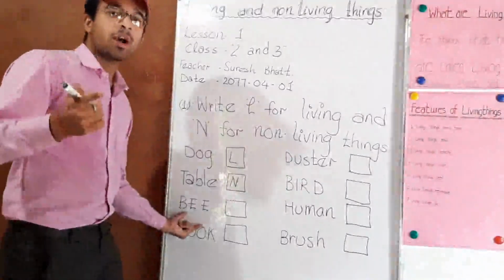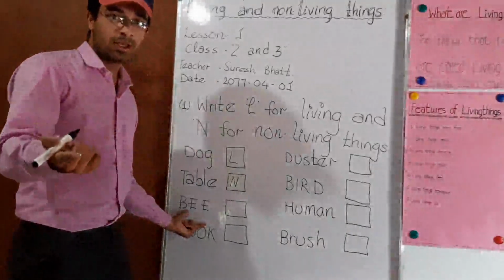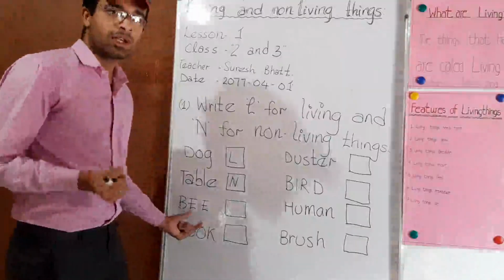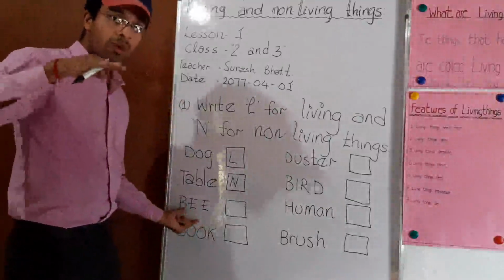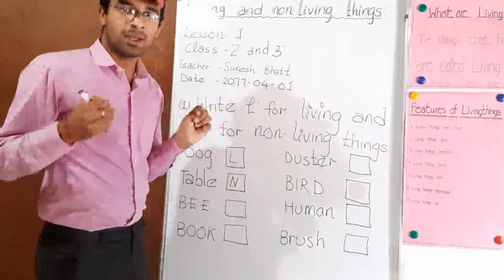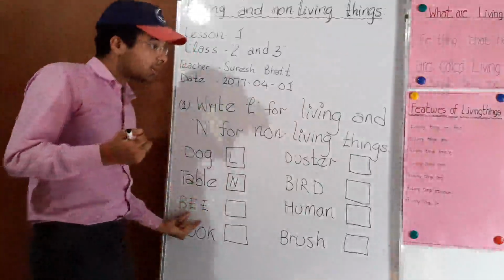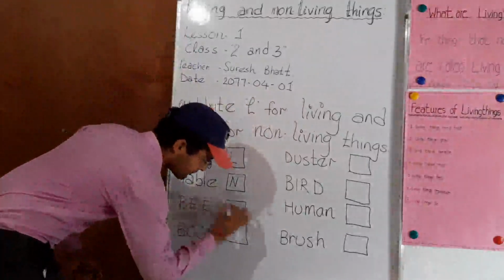B, which makes honey. Do you eat honey? Yes. Honey is sweet. Do you see the bee moving in the sky? Bee flying in the sky. So, bee is a living thing. So, we write L for living thing.